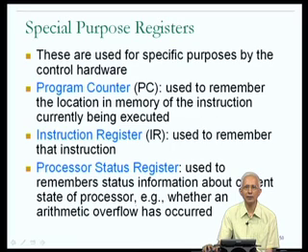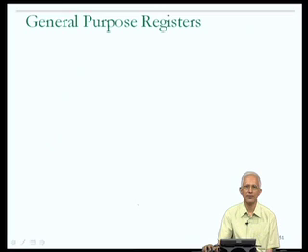Remember, the control hardware, the ALU, and the registers are the 3 parts of the processor. We are currently looking at some of the registers which are known as the special purpose registers. Let's now move on to the second kind of register, which is the general purpose registers. Remember, of the registers in the CPU, some are special purpose, which are used for special purposes by the control hardware. Others are general purpose registers.